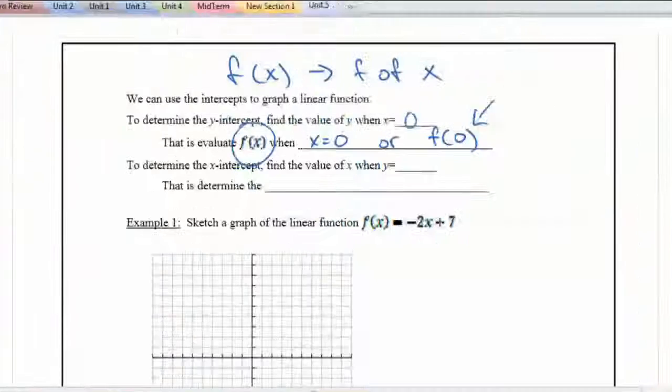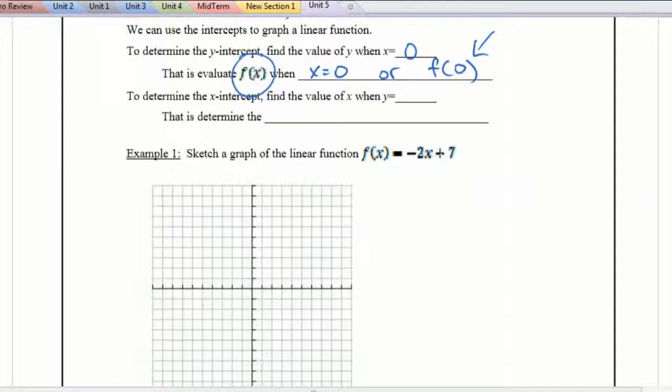So let's do the same thing with the horizontal axis, or the x-intercept. When we want to find the x-intercept, we want our y to be 0. That is, determine the value of x when f of x equals 0. So all we're saying is, just make y equal to 0, figure out what x is.